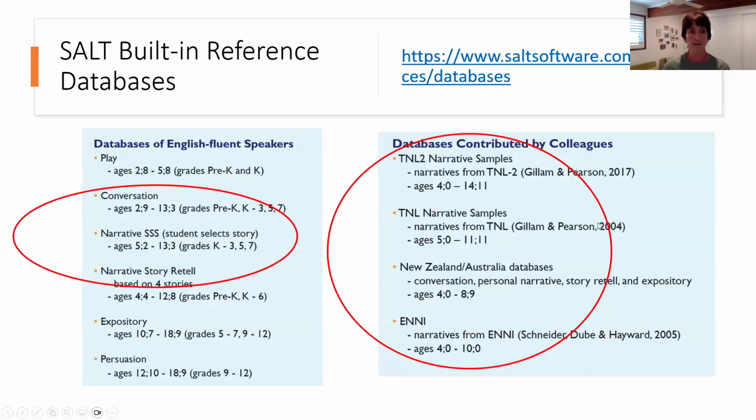So then if we look at the SALT built-in reference databases, we have some choice if we look at his age. And then in this case, of course, that's just my example, we decided to use a New Zealand Australia database because we do have those benchmarks. If I hadn't had them, I could have compared them, for example, to the samples from the test of narrative language, right? We do that all the time when we use the test of narrative language to come up with our standard scores, for example. So let's have a look at the next slide.